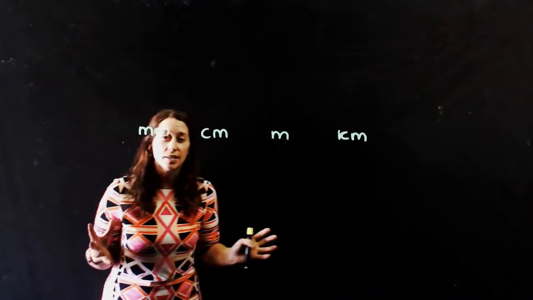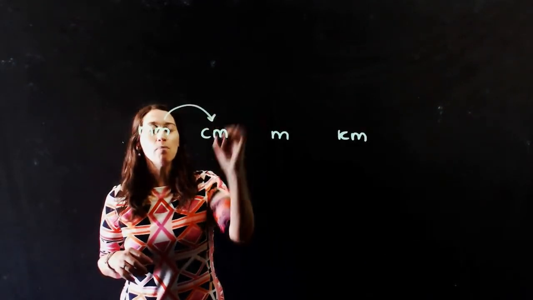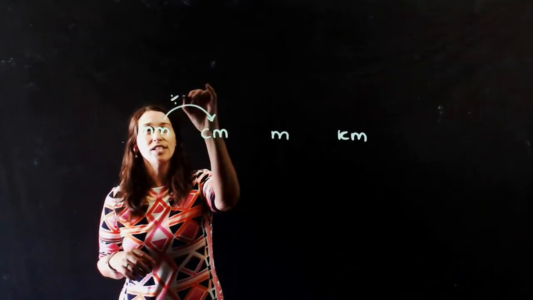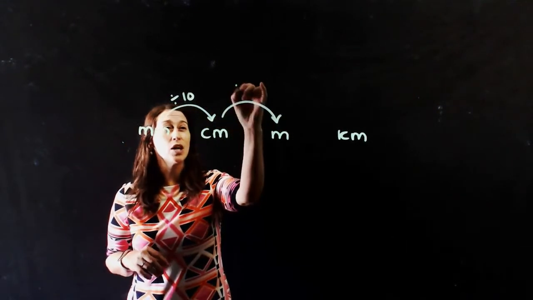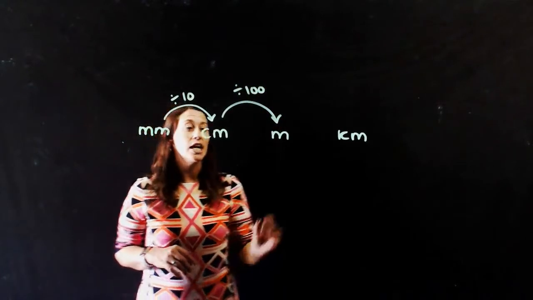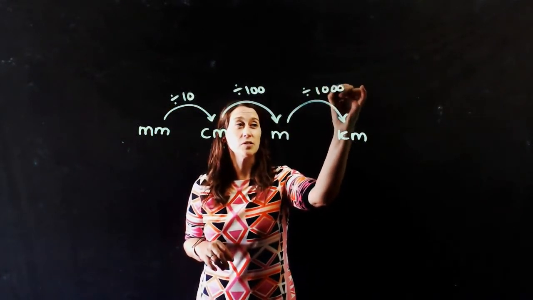They're all metric units, so they're all conversions by powers of 10. So to convert from millimetres to centimetres, we divide by 10. To convert from centimetres to metres, we divide by 100. And to convert from metres to kilometres, we divide by 1000.